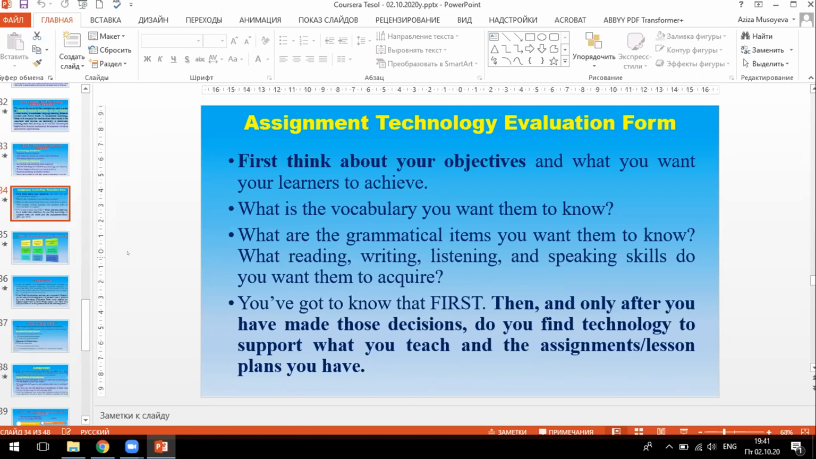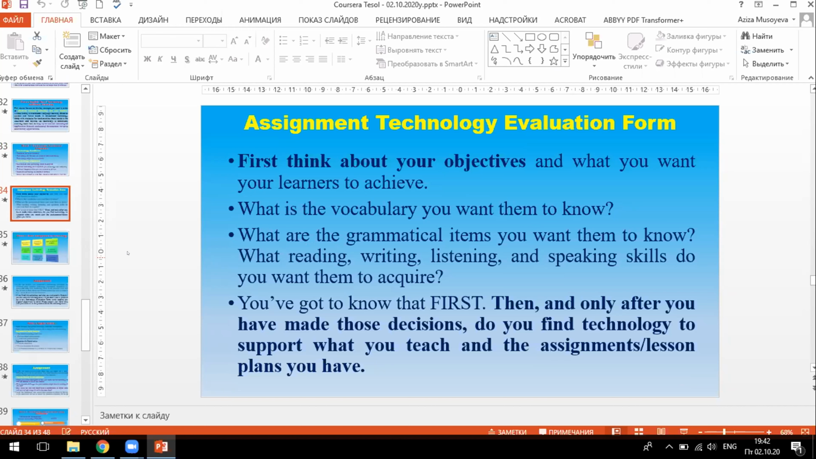And for the assignments, they ask you first of all for a technology evaluation form. You can see there is already one technology evaluation form, so you need to change it. For example, what kind of technology do you want? You need to write it there. First, think about your objective, and what you want your learners to achieve. Then after you have made all your decisions, you need to find technology to support what you teach.